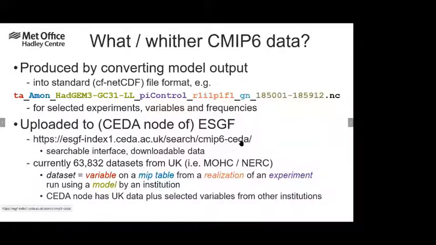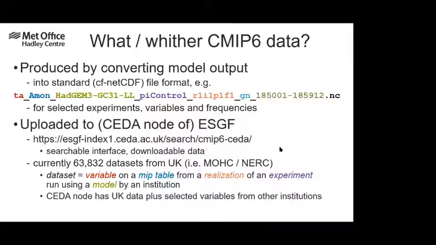The URL for CEDA is given there, and those of you who have been there will know that it's a searchable interface, so you can look for different models, different variables, different experiments, and you can download the data from that location as well. At the moment, if you go there and ask how many data sets have been produced from the UK, in collaboration between NERC and the Hadley Centre, we'll see there's about 63,000 there.